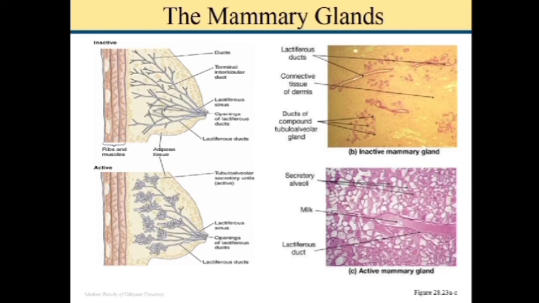Milk proteins, including caseins, are synthesized within the rough endoplasmic reticulum of the secretory cells. These proteins are packed in the Golgi complex and then transported in membrane-bound vesicles to the apical surface, where they are discharged by a merocrine mode of secretion. The fatty components of the milk are elaborated and discharged in a different manner. Lipid droplets appear within the cytoplasm and later coalesce to form large fat globules near the apex.